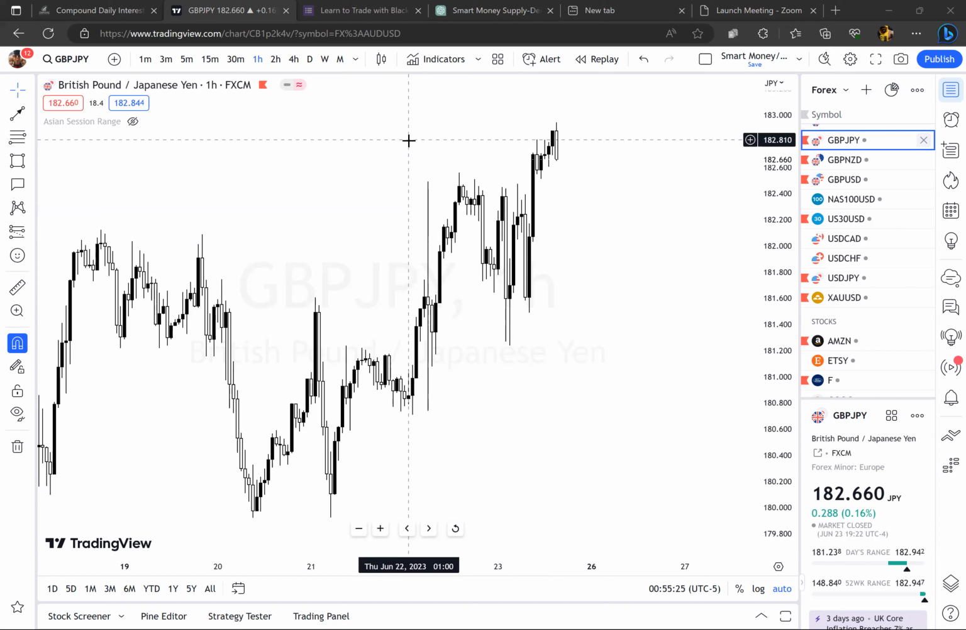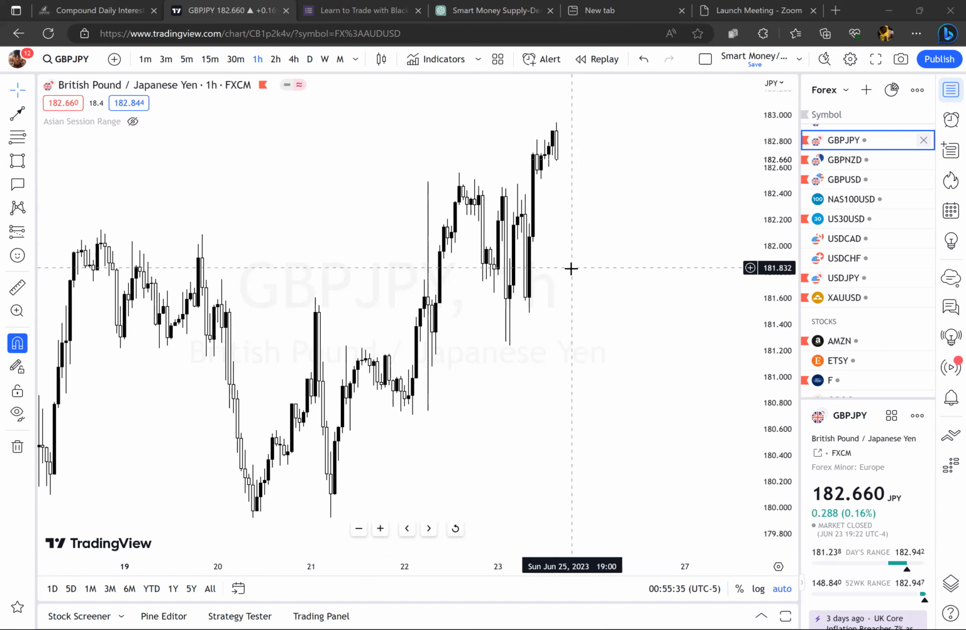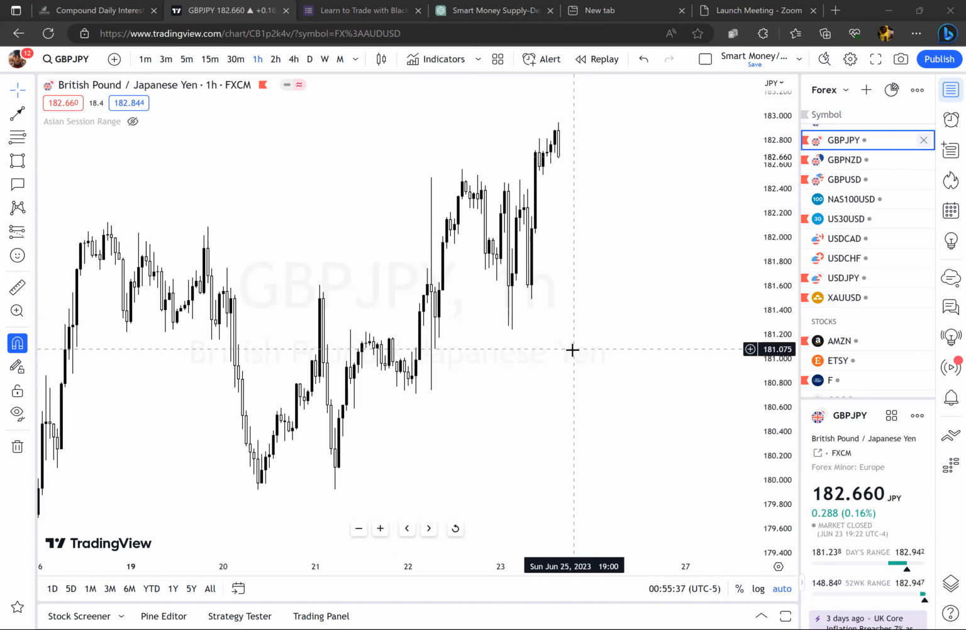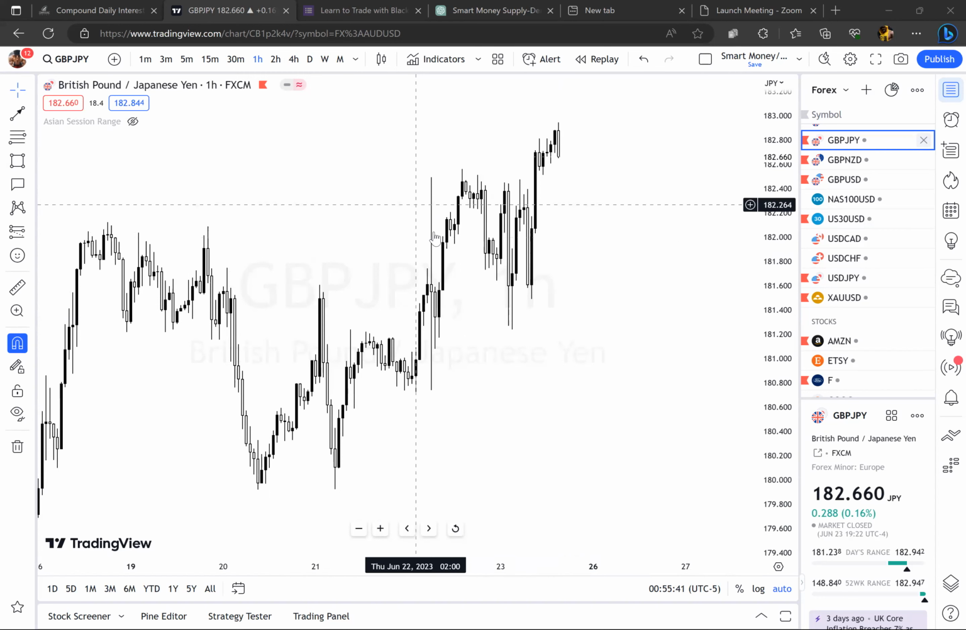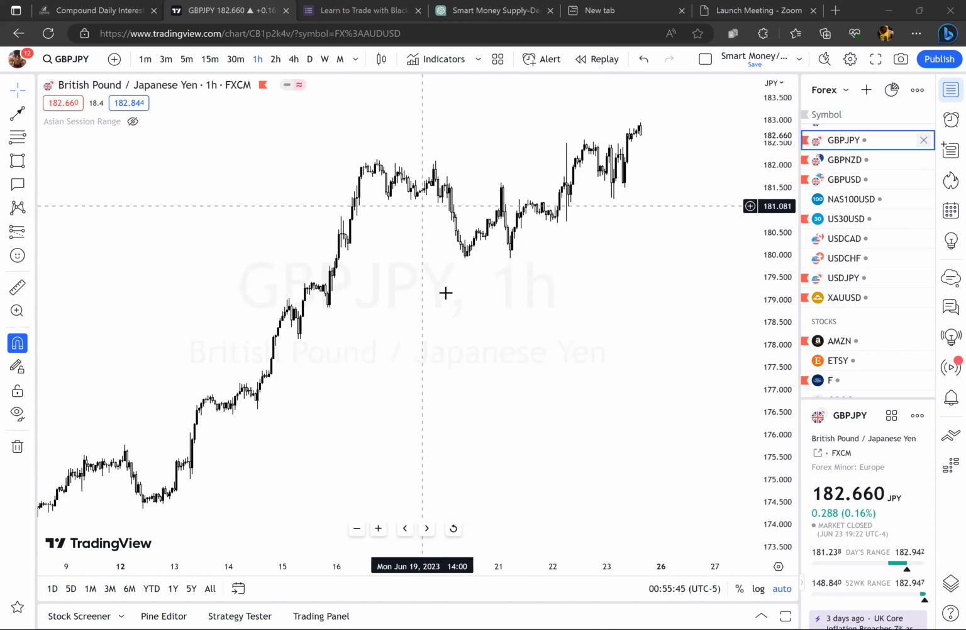All right, everybody. So, like I was saying, the pairs we will be looking at for setups for the upcoming week are GBPJPY, GBPUSD, US30, and of course, gold, my four favorite pairs. Let's take a look and see. Let's start off with GBPJPY.